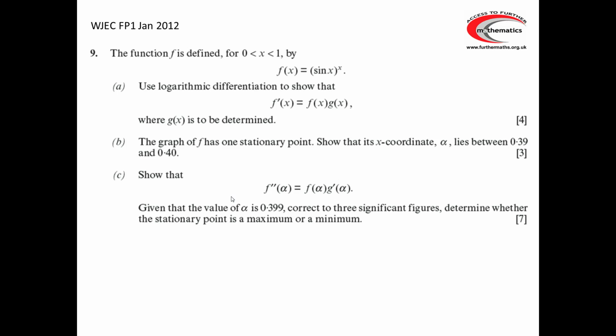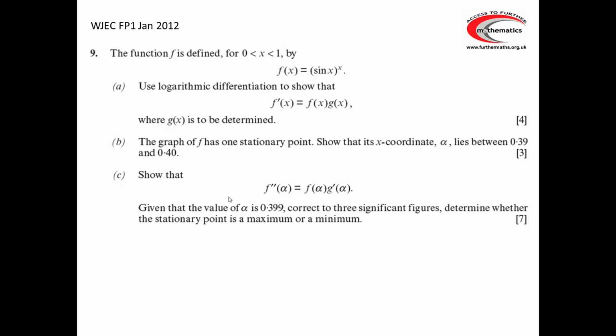For part B, the first mark was simply for observing that we needed to find a solution of f'(x) equals 0 if we wish to find the stationary point. And then the next 2 marks were for showing that because f'(0.39) was less than 0 and f'(0.40) was bigger than 0, then there must be a solution of f'(x) equals 0 between 0.39 and 0.40.